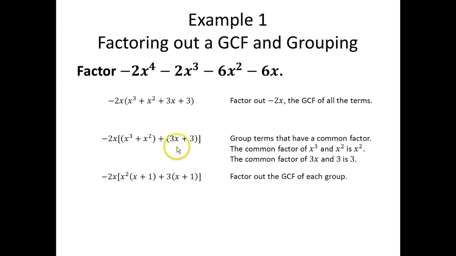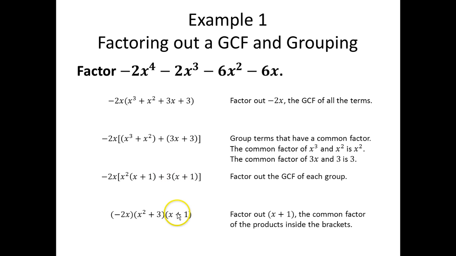Similarly, over here I do the same thing. Notice that both of these, once again, have a greatest common factor of 3. So I factor that out using the distributive property backwards, and I get this product, 3 times the binomial x plus 1. But if you notice here, both of these terms have a common factor of x plus 1. So I can use the distributive property once again to factor that out. So I factor out the x plus 1, which is the common factor of the products inside the brackets, which leaves me with the following product.